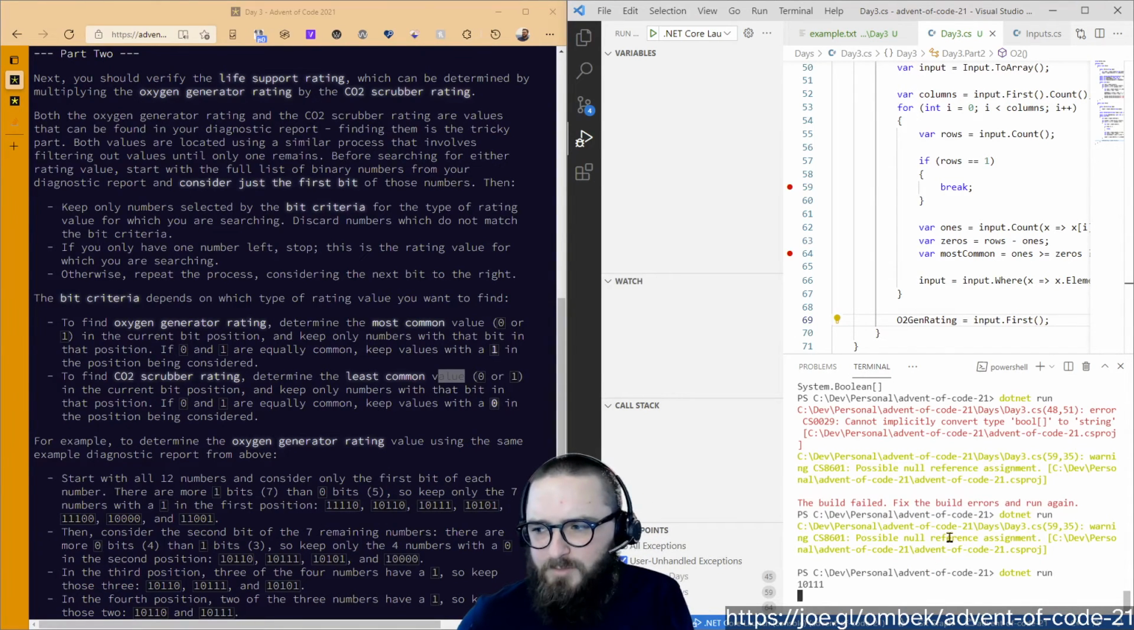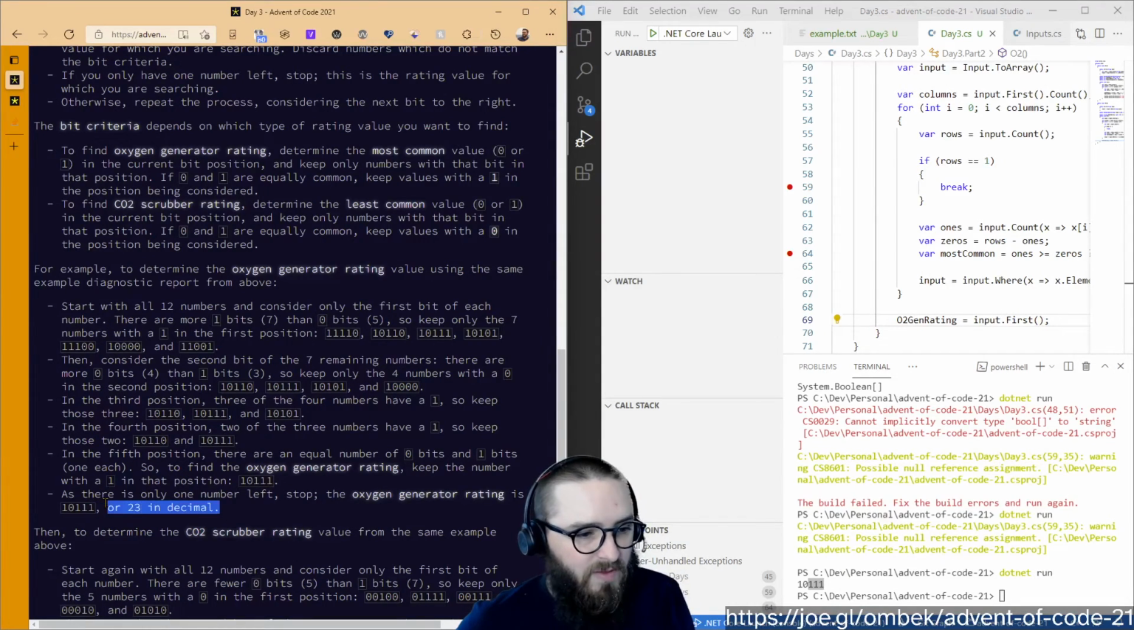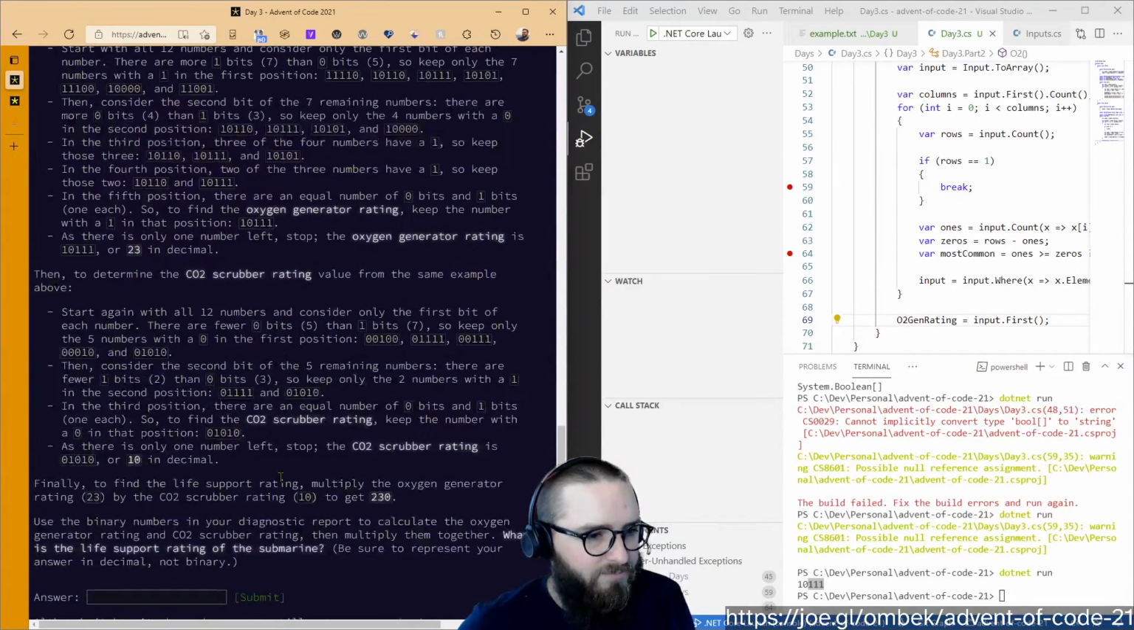I'm feeling confident. Just gonna run it. 10111. Okay, so I still need to convert that to decimal, but we'll come on to that because I also need to do the CO2 scrubber.